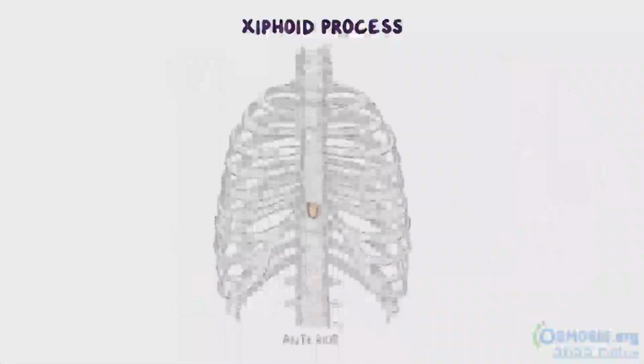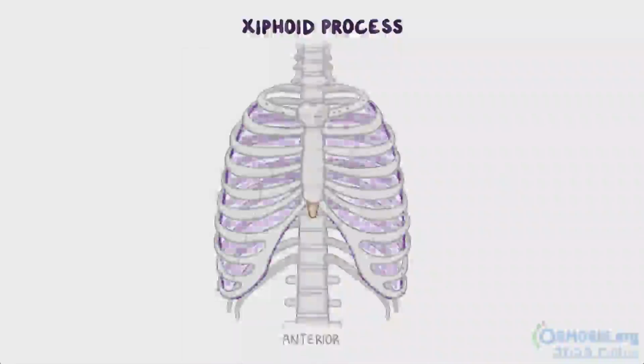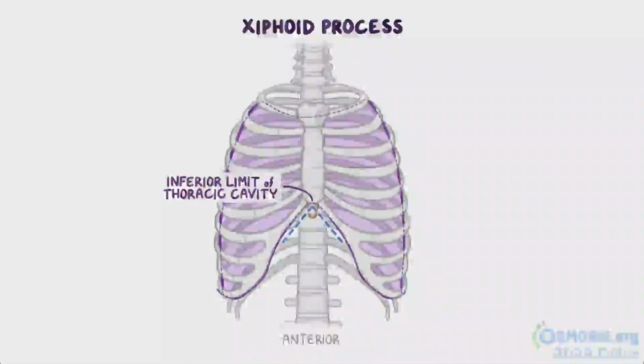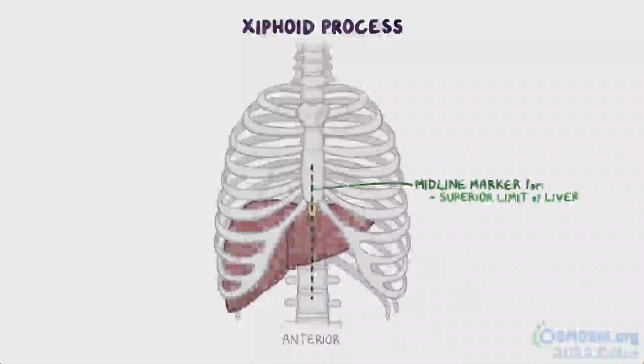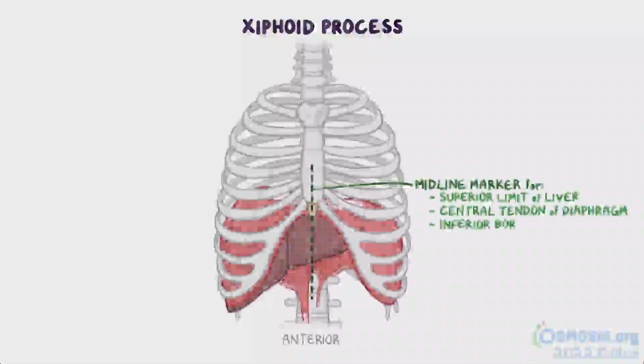The xiphoid process is important because the xiphosternal joint indicates the inferior limit of the central part of the thoracic cavity projected onto the anterior body wall. This joint is also the site of the infrasternal angle or subcostal angle formed by the left and right costal margins. It's also a midline marker for the superior limit of the liver, the central tendon of the diaphragm, and the inferior border of the heart.